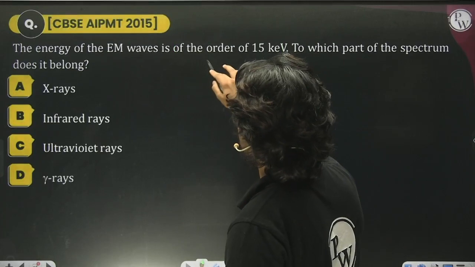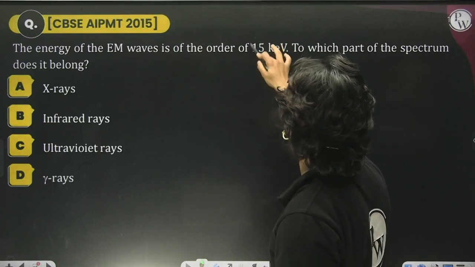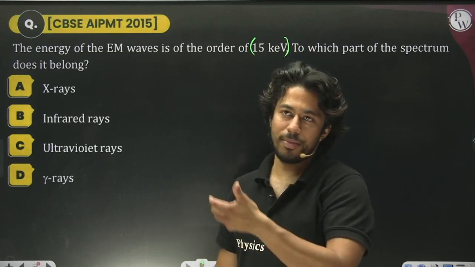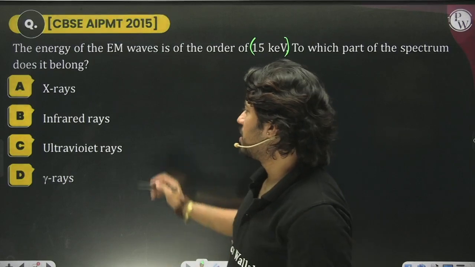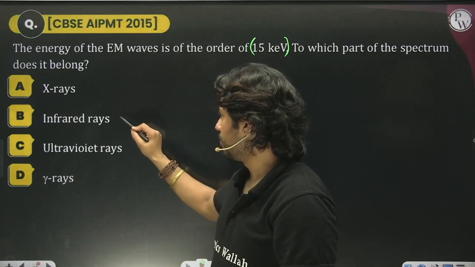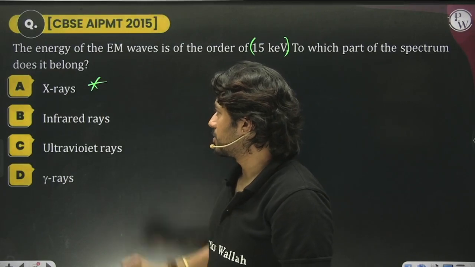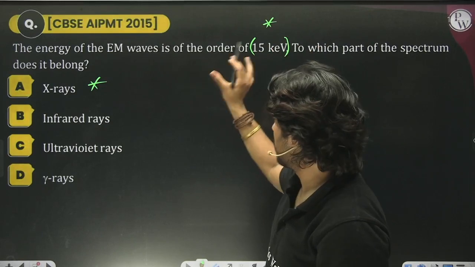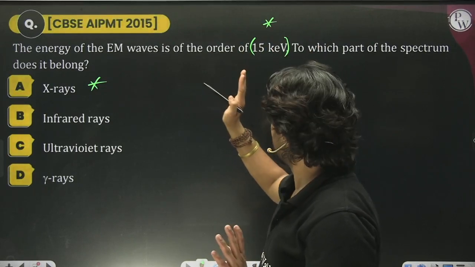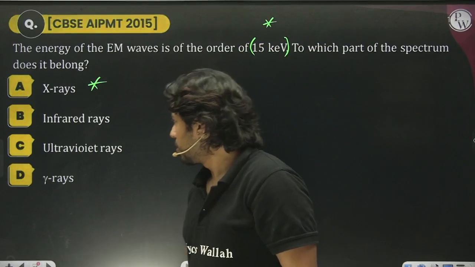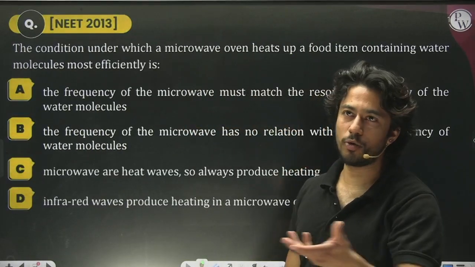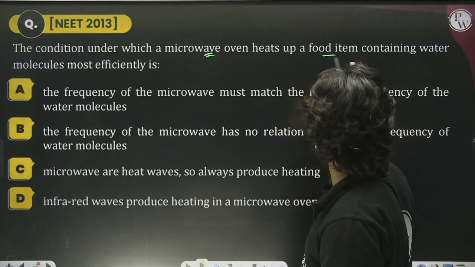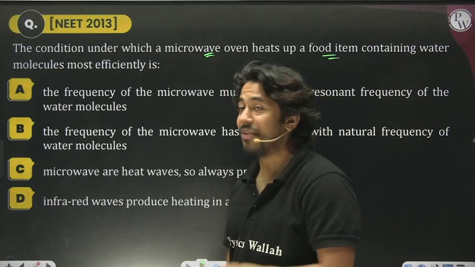EM wave, energy of EM wave of the order 15 kilo electron volt. To which part does it belong? Now for this, you just need to remember the spectrum directly. It belongs to X-rays. Just cross check it. I remember that 15 kilo electron volt belongs to X-rays. Next question. No concept in it. You just need to remember the spectrum. That's it.